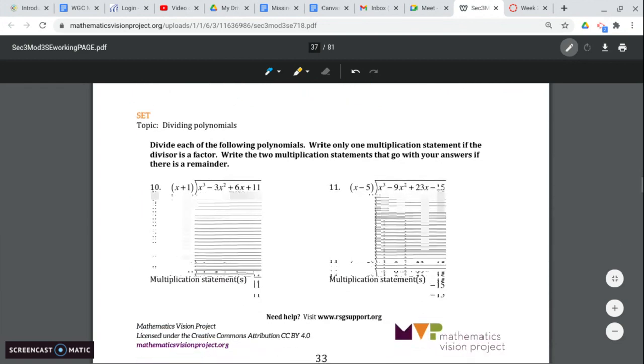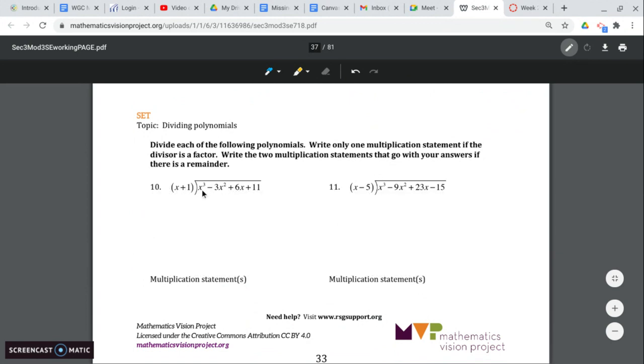All right, the next thing that we're looking at is dividing polynomials. Dividing is your key word for this lesson. So when we divide, this can be tricky. It isn't too bad. Hopefully you won't think it's too bad. So we're going to do number 10 and 11 together. We're going to do a few of them.